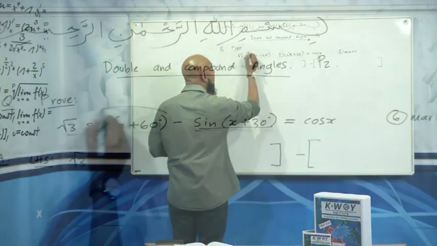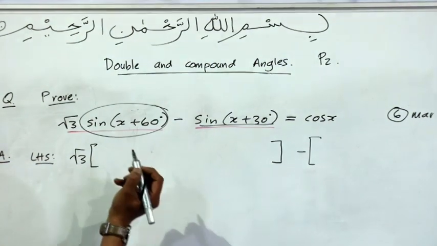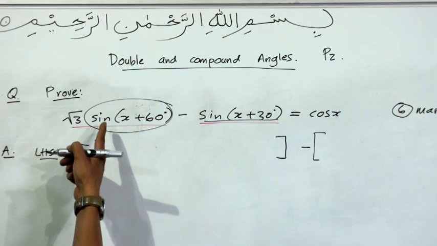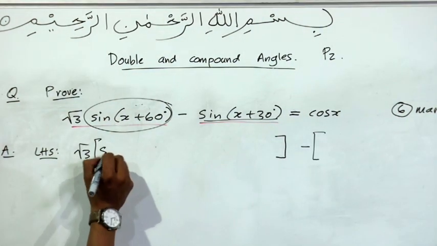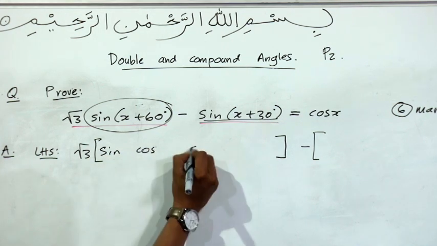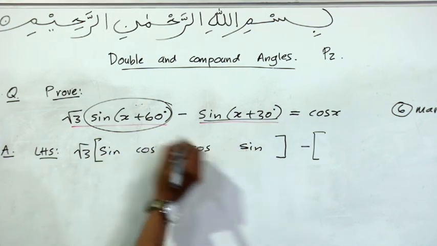Sine x plus 60, that's a compound angle. I hope some of the parents are already screaming, I know what to do there. Sine cos, cos sine, the sine stays the same. And yes, you would be right. Sine cos, cos sine, and the sine stays the same.